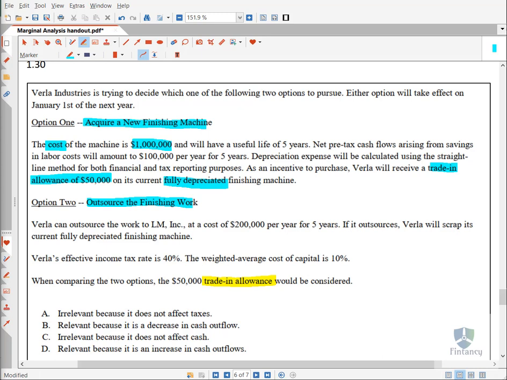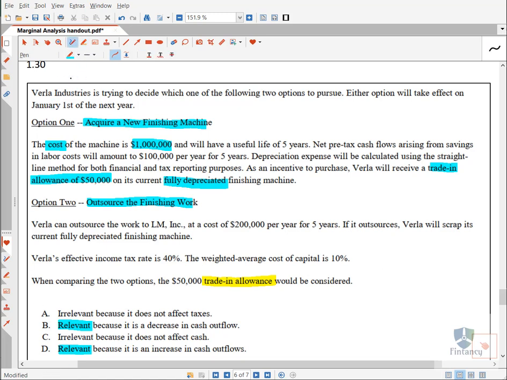Future cash flow, right? If you go for option 1, you are going to have a saving of 50,000. Right, everyone? Right, Sherry? But if you go for option 2, there is no saving like that. So definitely that is relevant for us. So that is a conclusion. So now the point is B or D, because both of them are saying relevant.